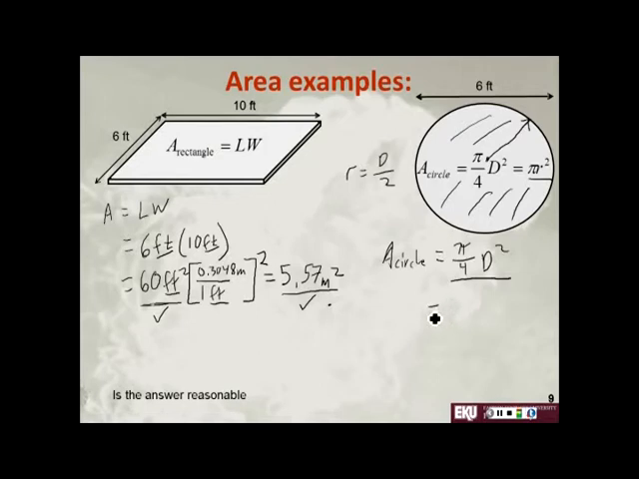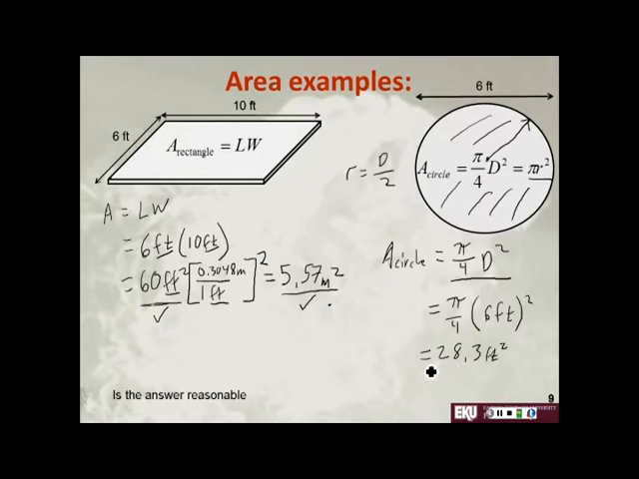So we're looking for the area. This is equal to pi over 4 times 6 feet squared, which is equal to pi divided by 4 times 6 squared. That's 28.3 feet squared.